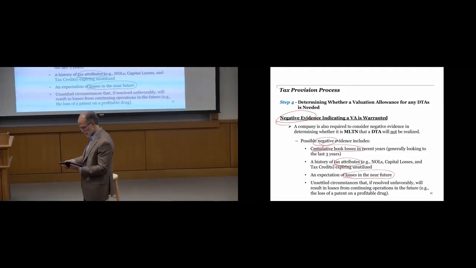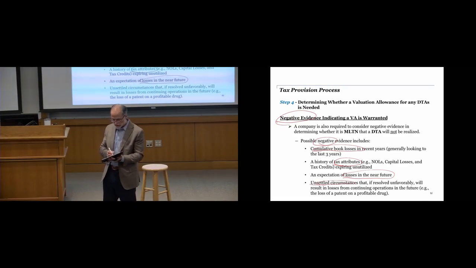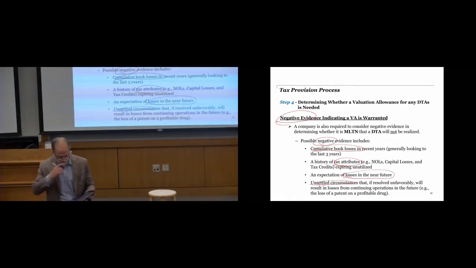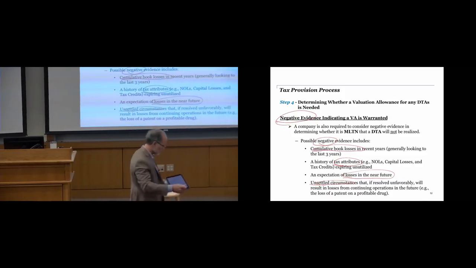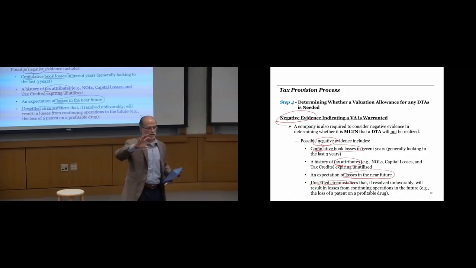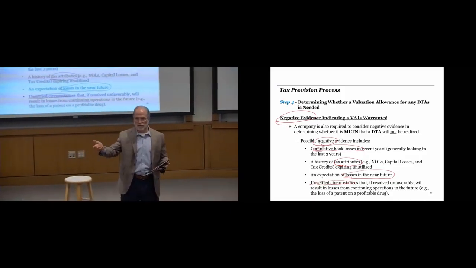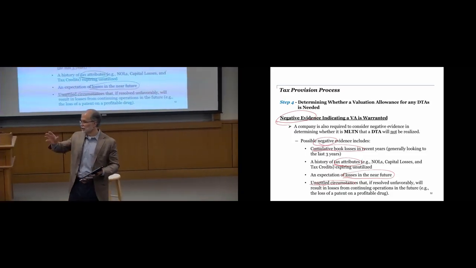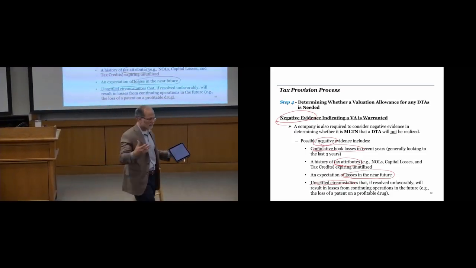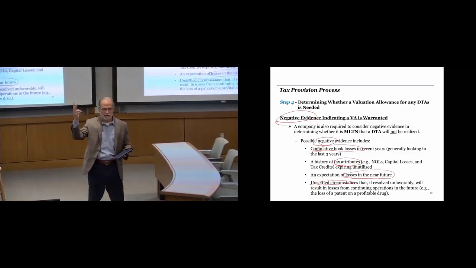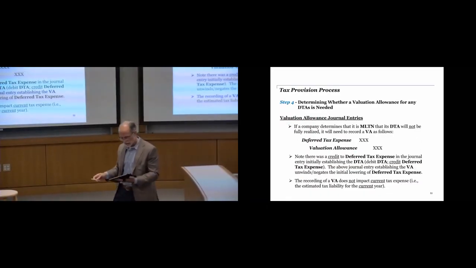Unsettled circumstances that, if resolved unfavorably, will result in losses from continuing operations in the future. Loss of a patent on a profitable drug, right? So if the profitable drug drops off patent and now the market's not what it was, and you don't have a sufficient replacement for that, it's going to be a difficult conversation. Okay? You're going to look at positive evidence and negative evidence in assessing whether the VA is needed.